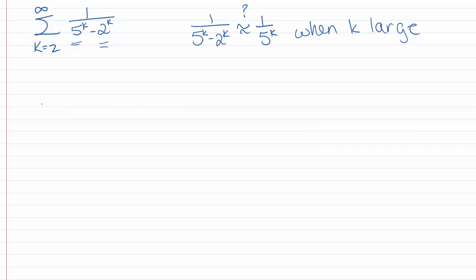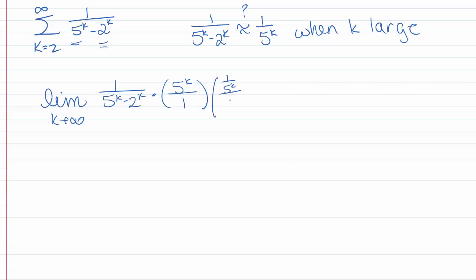So let's go ahead and take this limit as k goes to infinity of 1 over (5 to the k minus 2 to the k) times, and I'm going to go ahead and flip it already, 5 to the k over 1. So again, multiplying by the reciprocal is the same as dividing. So now I have a 5 to the k on top, I have a 5 to the k and a 2 to the k on the bottom. Not really sure what's going to happen. So what I want to do is go ahead and divide through by 5 to the k in both the top and the bottom and see if that will help.